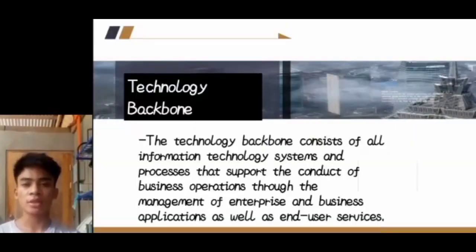Technology backbone. The technology backbone consists of all information technology systems and processes that support the conduct of business operations through the management of enterprise and business applications as well as the end user service.